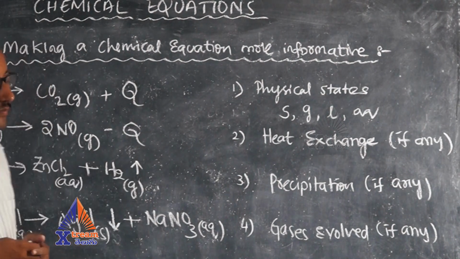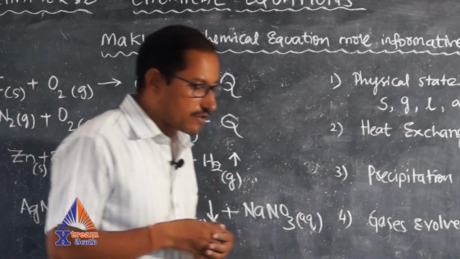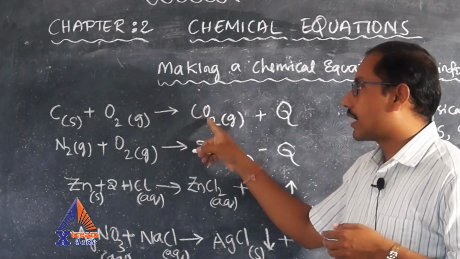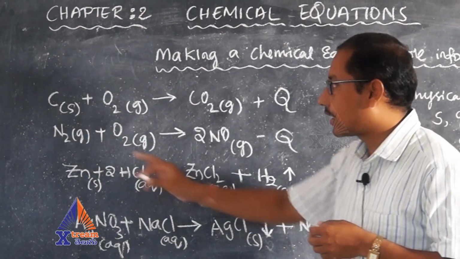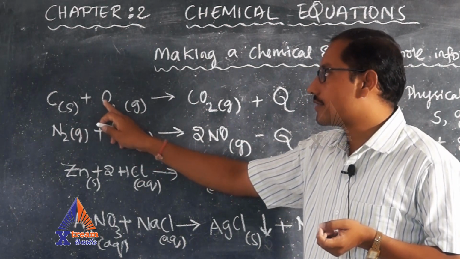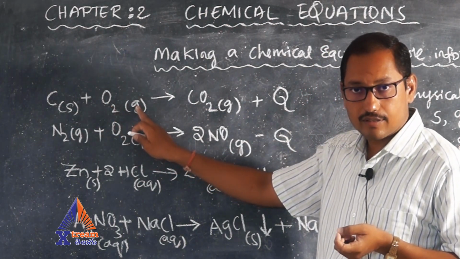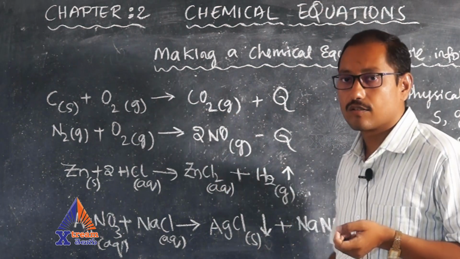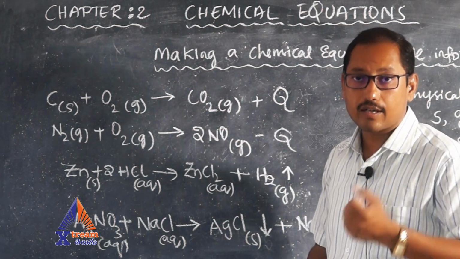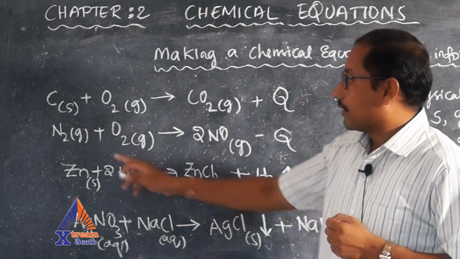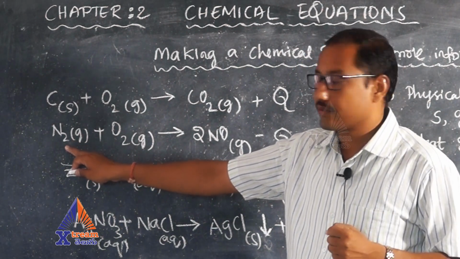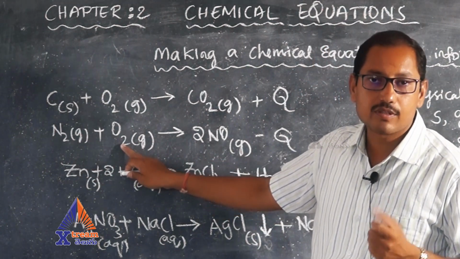For example, in these equations here, carbon reacts with oxygen to give carbon dioxide. Carbon is solid, so S is written within the brackets here. Oxygen is gas, so G is written here. Here G is written. What is the meaning of that? That means CO2, carbon dioxide, is a gas. Second equation, N2 is represented as G, that means nitrogen is a gas. O2 is represented with G, that means oxygen is also a gas.